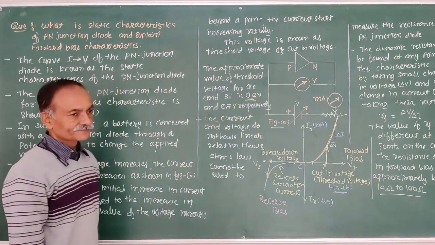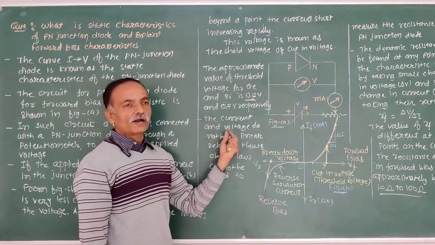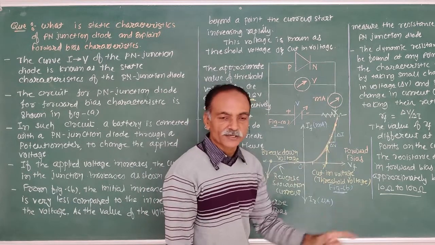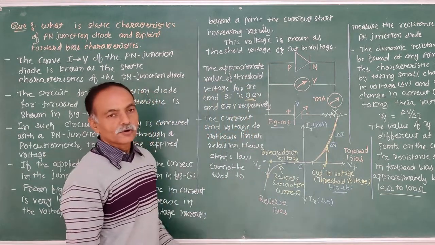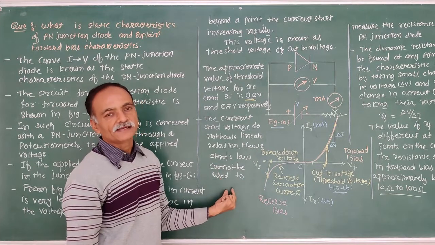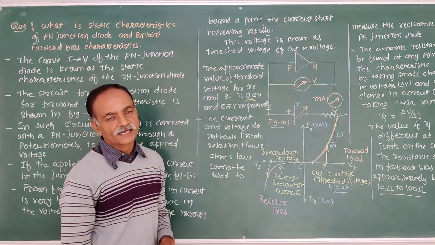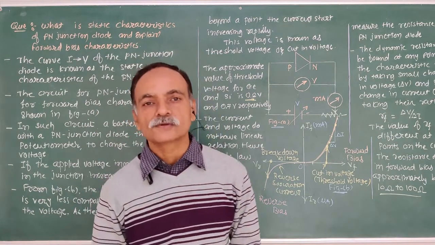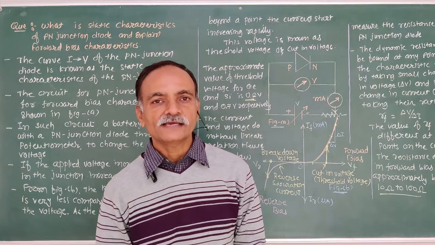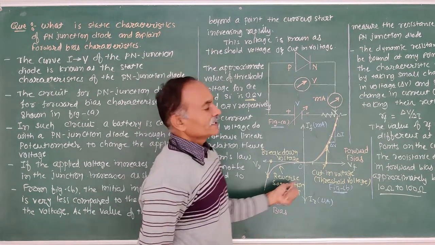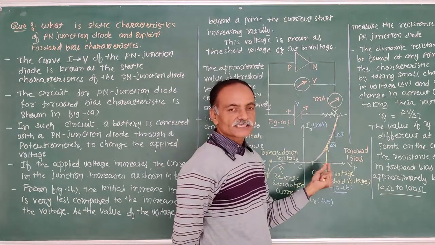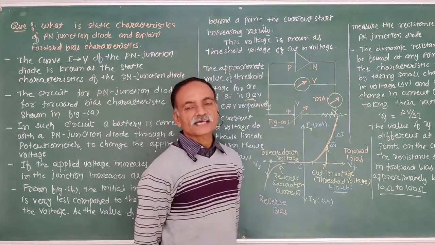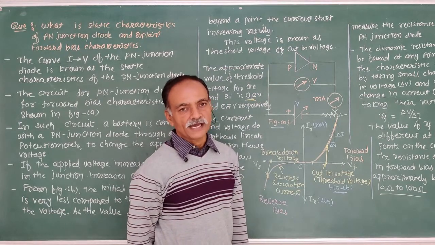Okay. The current and voltage do not have a linear relation. The relation is not linear. That is the curve. That means a non-linear relation. Therefore, Ohm's law cannot be used to find the resistance of the PN junction diode. Already we discussed this in the limitation of Ohm's law. Right? Okay. Here the relation between the current and voltage is non-linear. Therefore, Ohm's law cannot be used to measure the resistance of a PN junction diode.